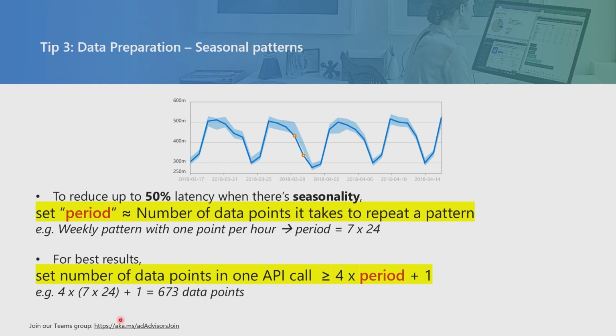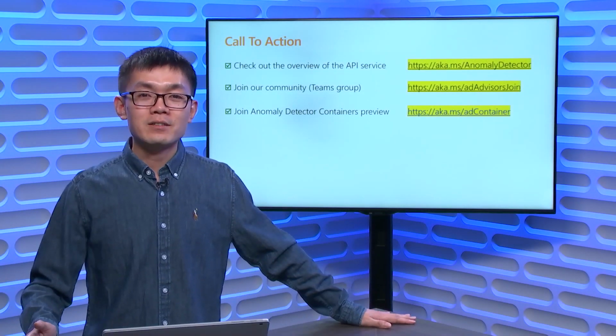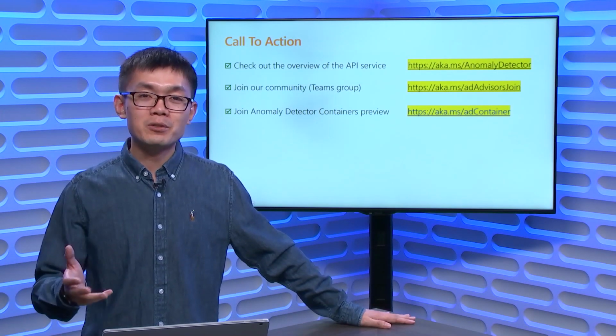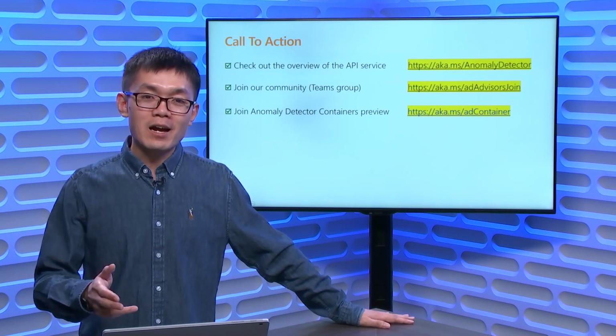Another best practice for best results: if you provide 4 periods' worth of data points plus an additional 1, the API will work better with better accuracy. For example, if you have hourly data with a weekly pattern, as described previously, you could provide 673 data points in your request body, which is 7 by 24 by 4 plus 1 extra data point. That's the 3 tips for using Anomaly Detector. If you want to build a production environment, you may want to check that out.